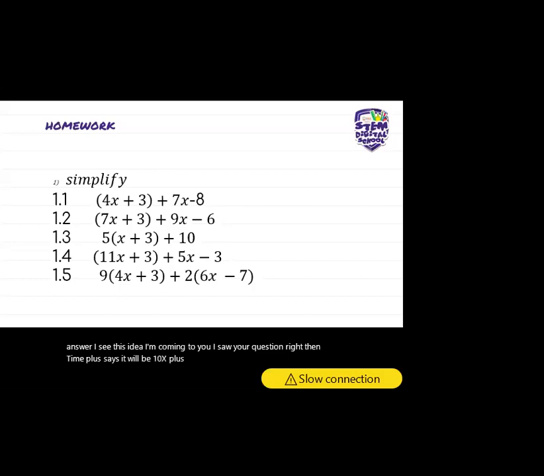Right, let's see. In 1.2, 7x, remember, Tlantla, it will be 7x plus 9x. And if you add 7 and 9, you will get 16. So it will be 16x, and then 3 minus 6 is -3. So it will be 16x minus 3.